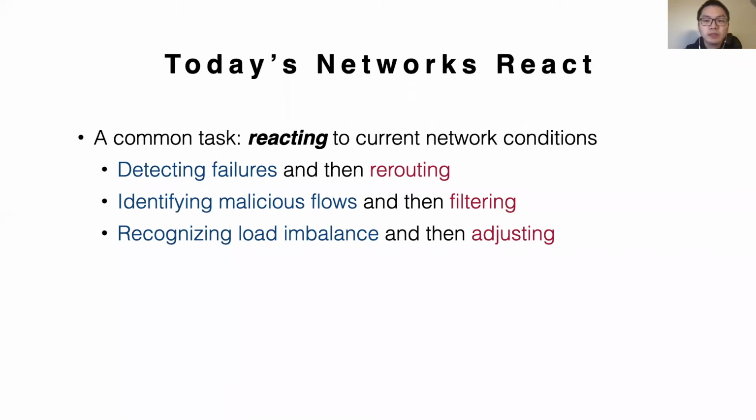In today's data center networks, a common task is to react to current network conditions. Examples of this type of behaviors include detecting failures and then rerouting around them, identifying malicious flows and then filtering based on the security policies, and recognizing load imbalance and then adjusting the traffic distribution. All of these share the same structure: measuring current network conditions and then updating the network devices' behaviors to match them. In data centers, these reactions need to be fast, often sub-RTT level.